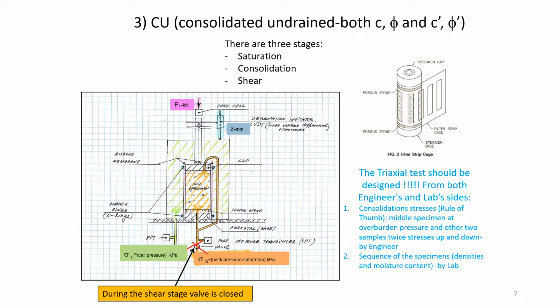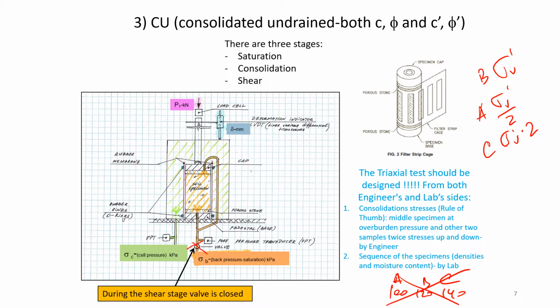Rule of thumb, very simple. If you have effective overburden stress, for sample B you apply the overburden stress. For sample A, you apply half of your overburden stress, and for sample C, double the overburden stress. The reason why, guys, is very simple. When I see some engineers saying, oh, let's say 100 kilopascal for sample A, 120 for sample B, 140 for sample C, guys, in 99% of cases it doesn't work.